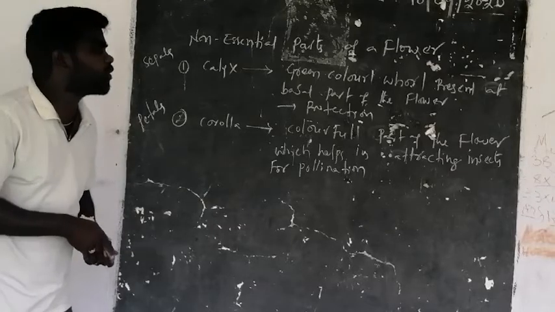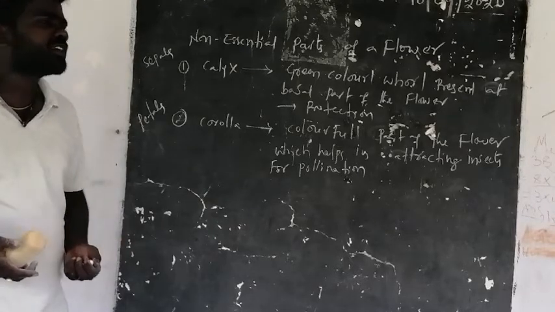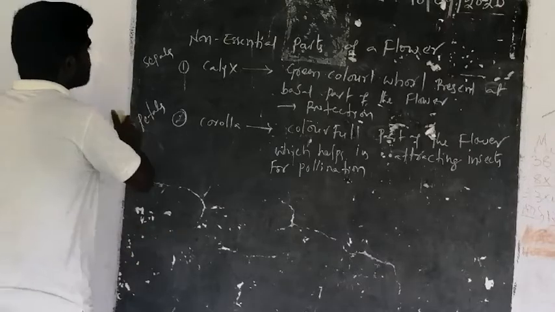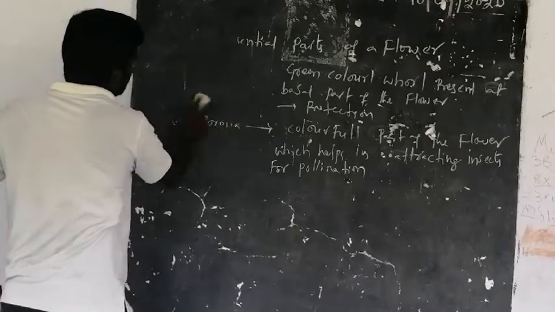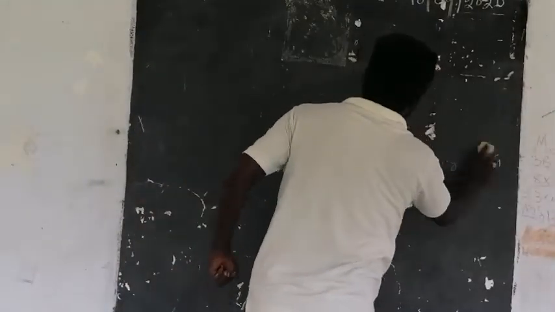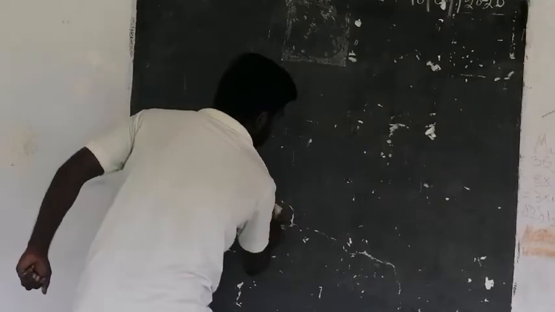Now let us see the overall diagrammatic view of an angiospermic flower, consisting of all these essential and non-essential parts.